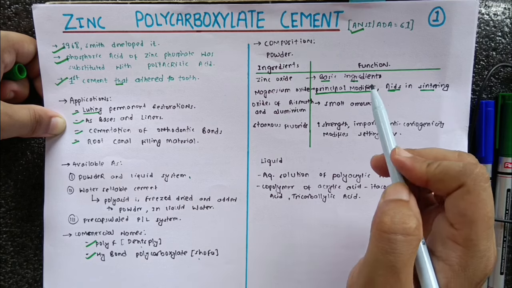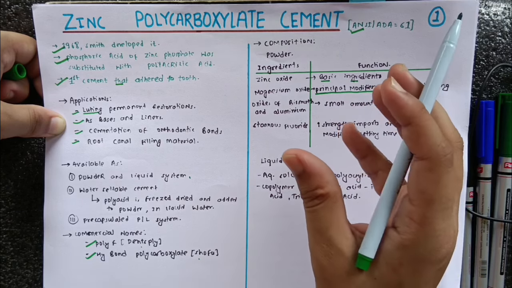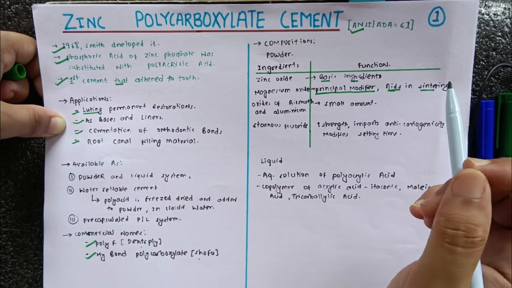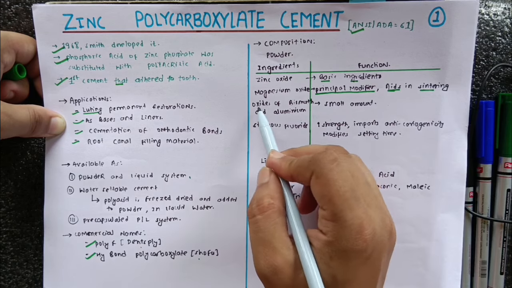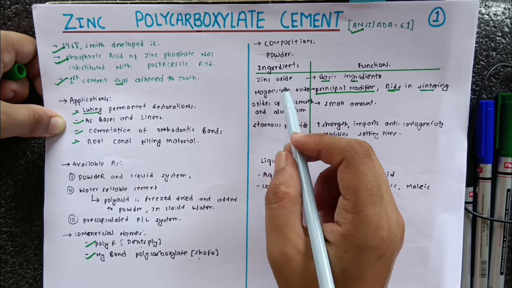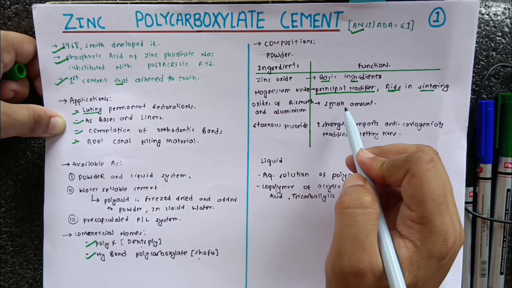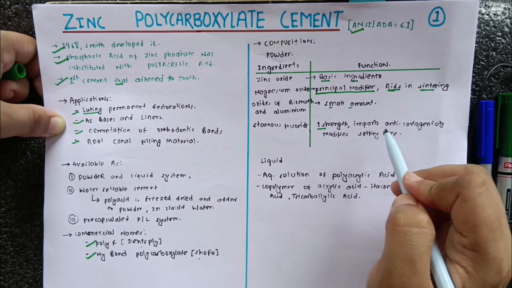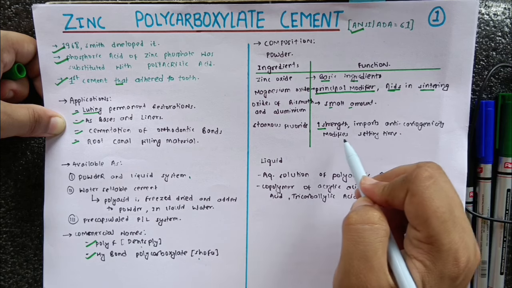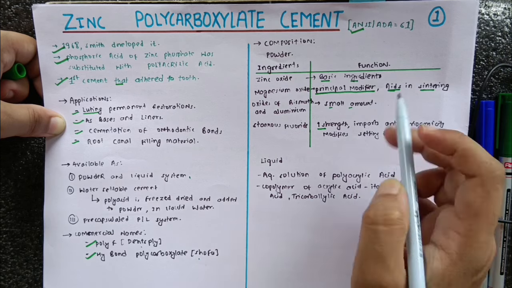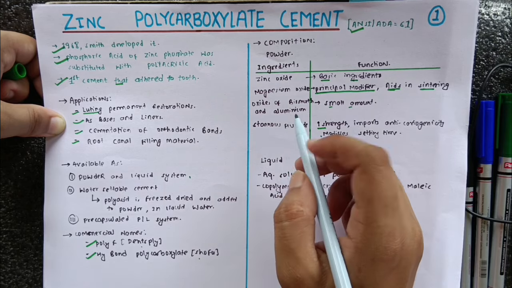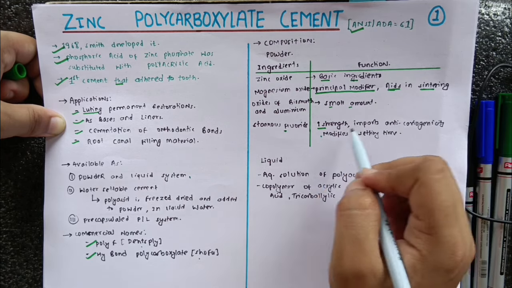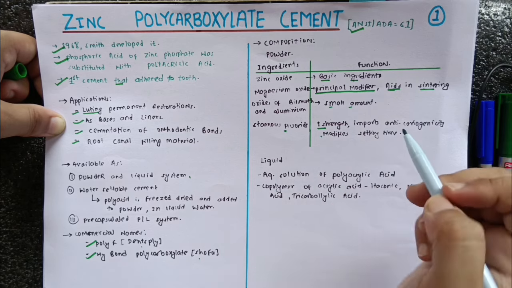Sintering means heating any constituent. The ingredients are heated at a high temperature, above 1000 degrees Celsius, and that is called sintering. Oxides of bismuth and aluminium are present in this powder in small amounts. Similarly, stannous fluoride is present in order to increase the strength and modify the setting time. As it contains fluoride, it gives the anti-carcinogenic property to the cement. Similarly, it increases the strength and also modifies the setting time.